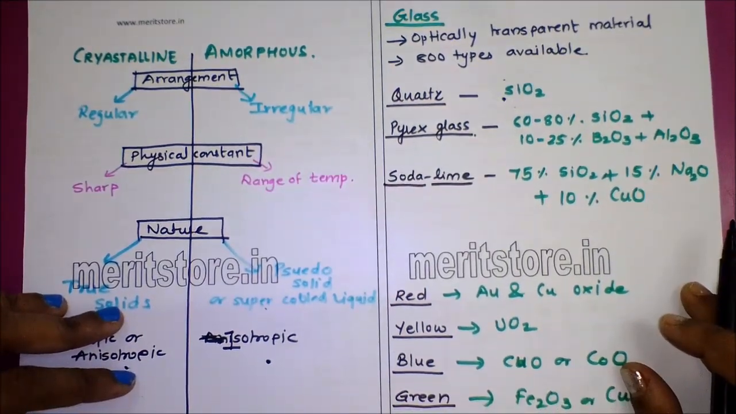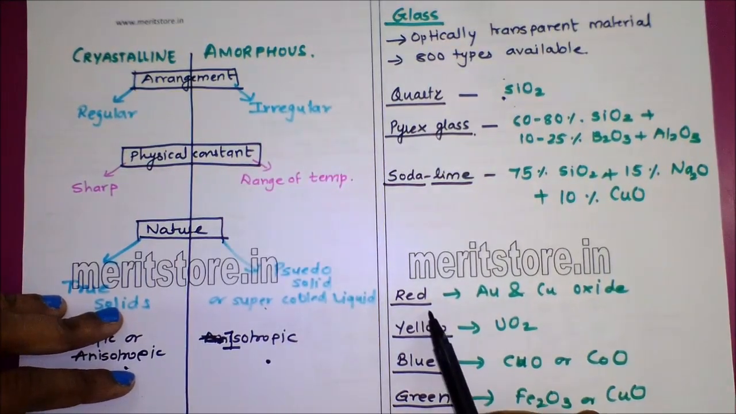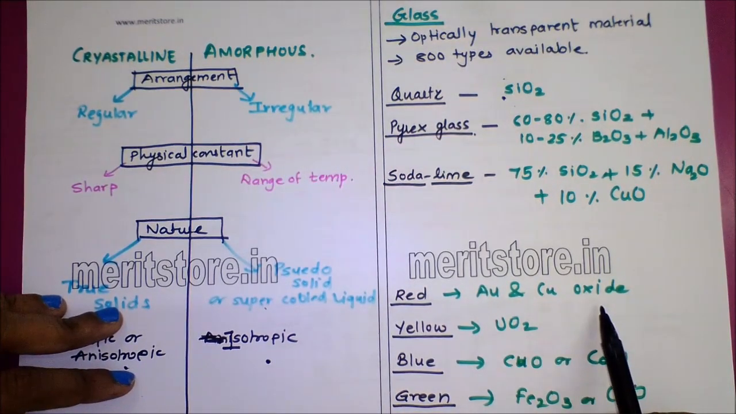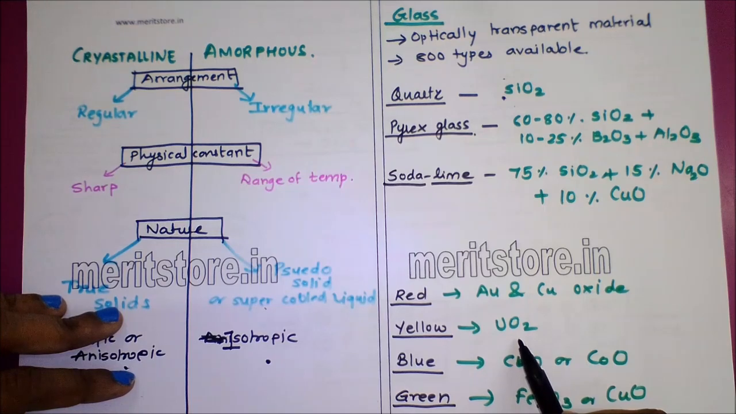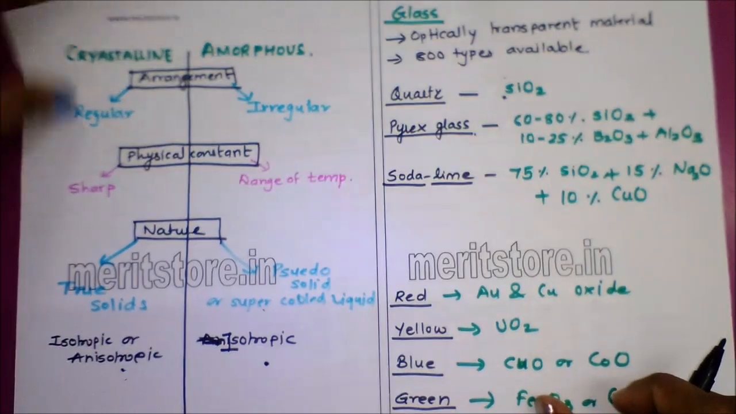Apart from this, we can also make different colored glasses. To have a red color, we can put some amount of gold or copper oxide. Yellow can be made with uranium oxide. These are all traces of oxides that are added. For blue, copper oxide or cobalt oxide, and for the green one, Fe2O3 or cobalt oxide. Copper oxide can also be used.